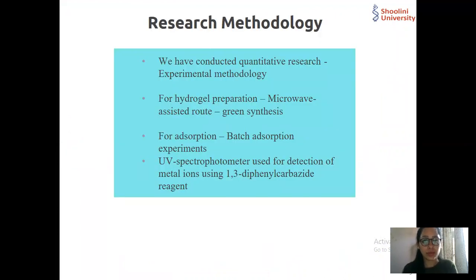Next is our research methodology. We have conducted quantitative research, which is basically an experimental methodology. For the synthesis of the hydrogel, we performed a microwave assisted route, which is actually a green synthesis because it includes green solvents like water, and for adsorption, batch adsorption experiments were performed. For the detection of metal ions, a UV spectrophotometer has been used.